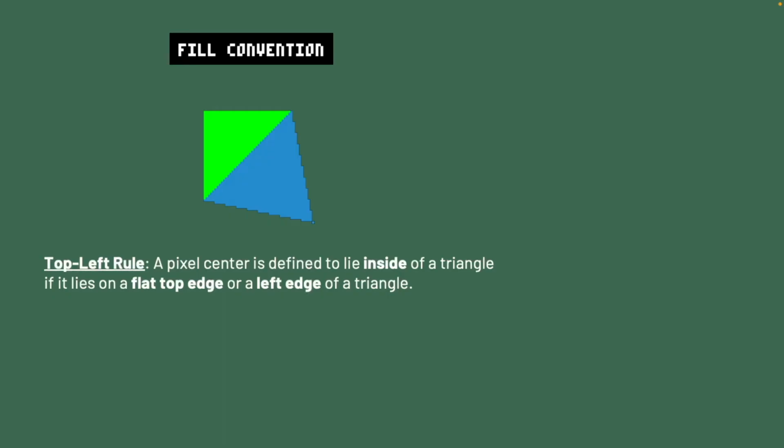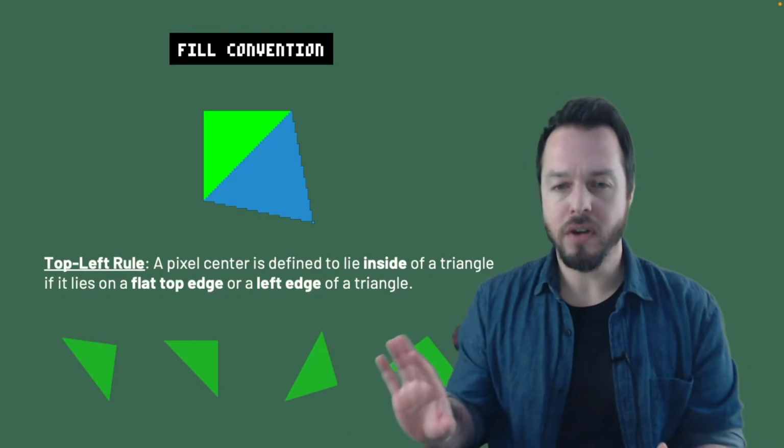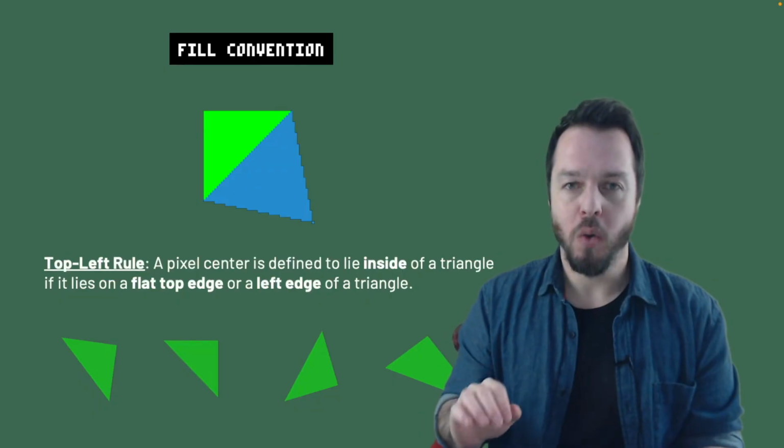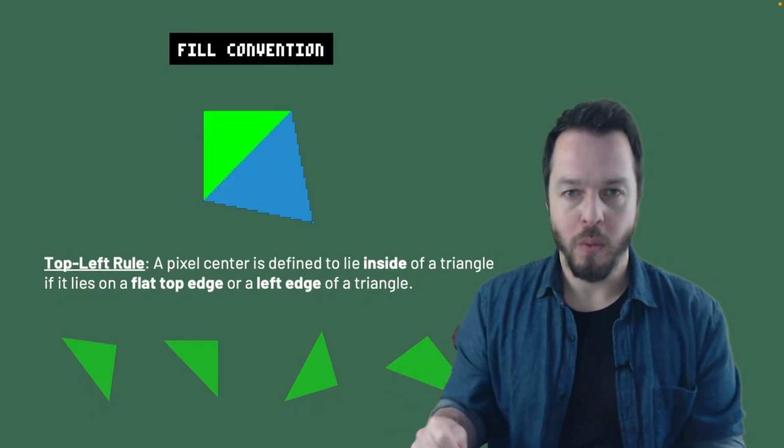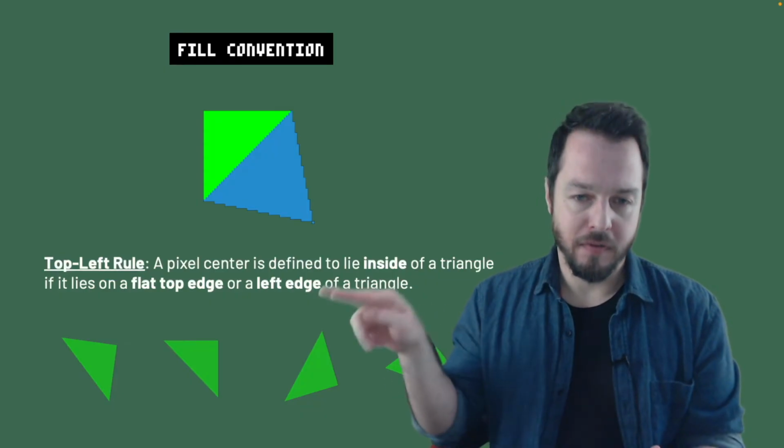In a nutshell, the top left rule tells us that a pixel center is defined to lie inside of a triangle if it lies on a flat top edge or a left edge of that triangle. So if we are talking about the edges of the triangle, a pixel will be considered inside the triangle if it is on a perfectly flat top edge or a left edge of the triangle. And this is quite a mouthful of a sentence, so let me look at some examples of different configurations of triangles so we can identify what I am talking about, what is a left edge, what is a flat top edge. Let's look at that first triangle right there.